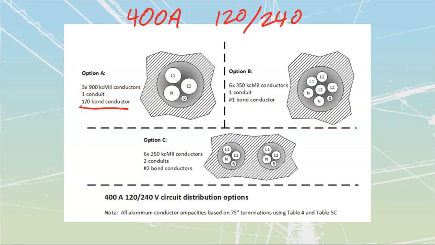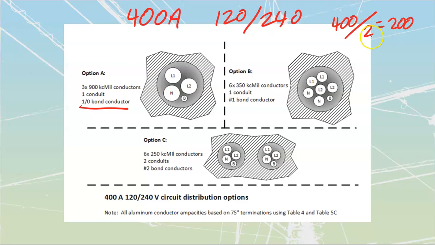My option B is now where we say 900 kcmil is an expensive wire and it's a pain to terminate, stick underneath lugs and stuff like that. How about if I take that 400 amp and parallel it, and pull parallel sets into this conduit over here? We're going to take 400 and parallel it into 2 sets: 2 line 1s, 2 line 2s, 2 neutrals, etc. When I do that, I'm going to go 400 divided by 2 equals 200.